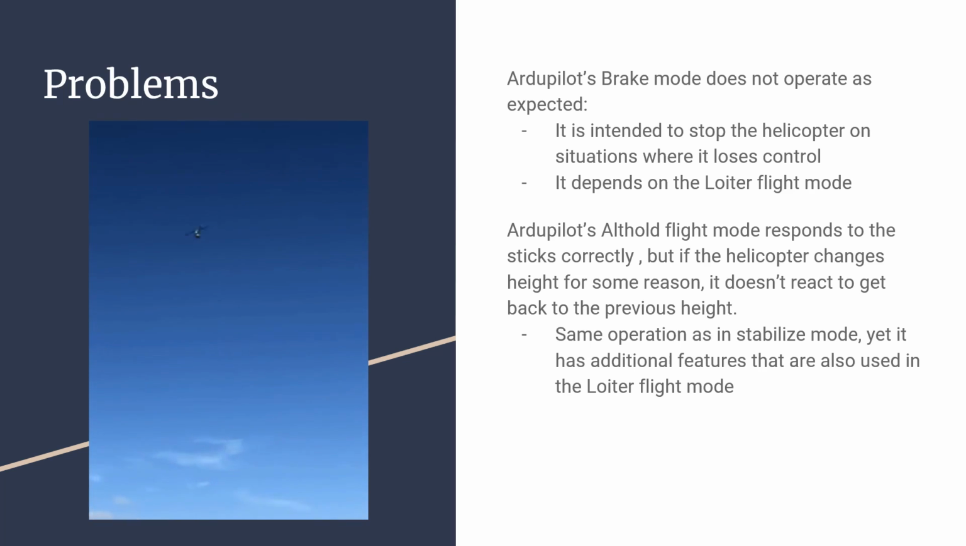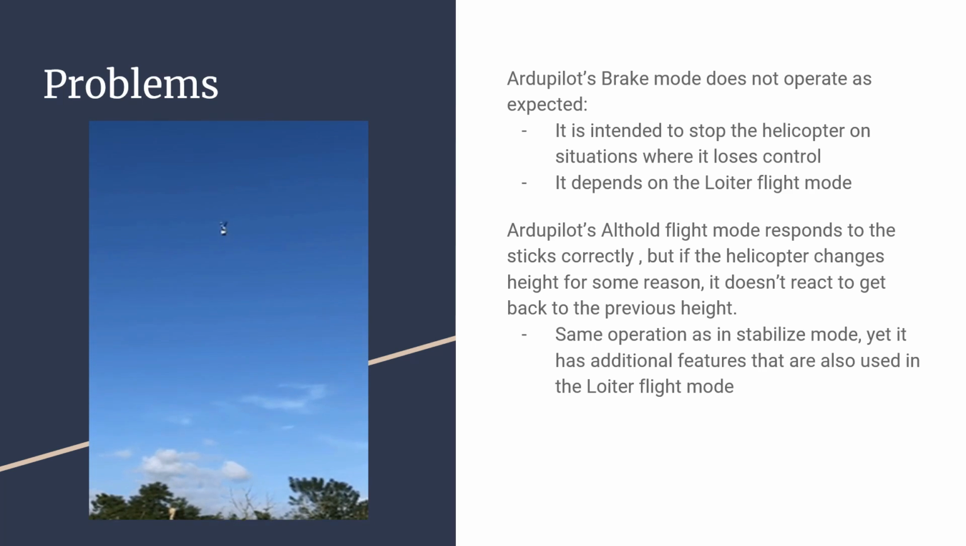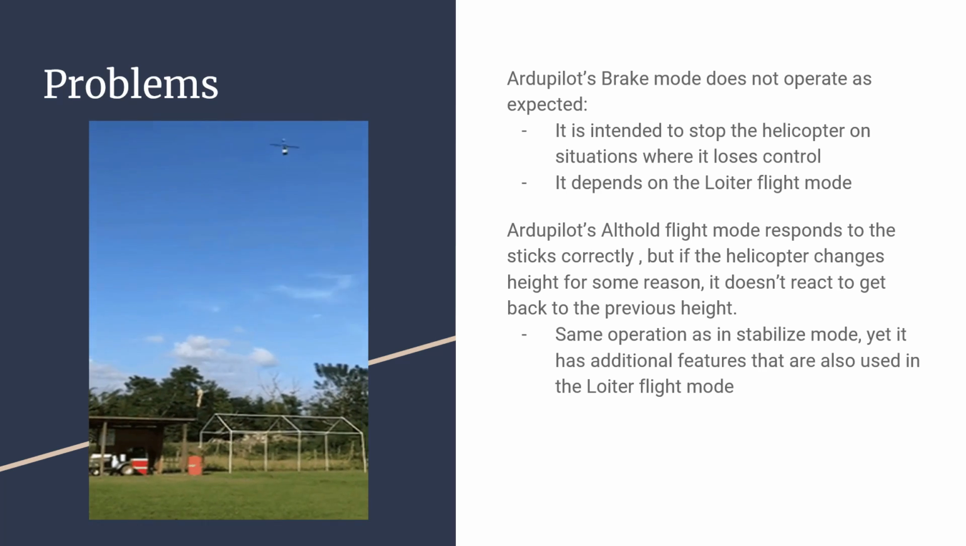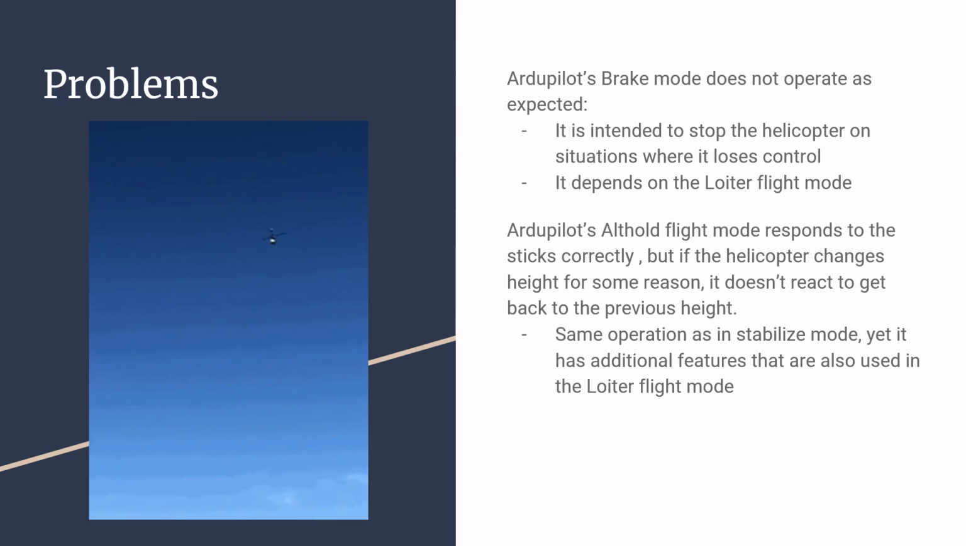After further research, we found that Autopilot's brake mode depends on loiter flight mode's controllers, which in itself is aimed towards changing the helicopter's position using control sticks. The main difference between these two flight modes is that brake mode intentionally ignores these control sticks. Unfortunately, we were not able to test loiter mode in time.